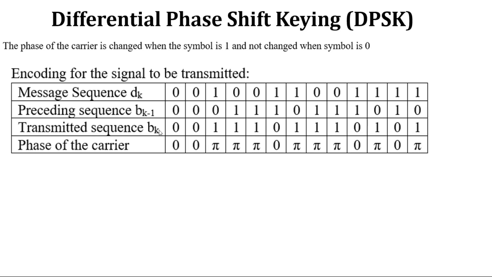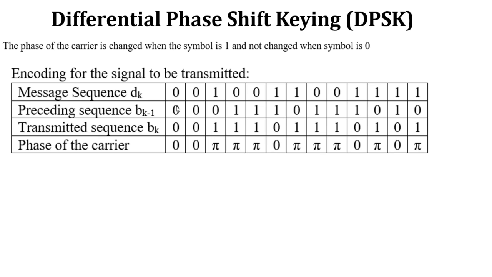Now what is the logic? The two sequences are compared: the previously transmitted sequence BK-1 and the applied sequence. Now what will be the previously transmitted sequence? It is the sequence one bit later, so we will delay the sequence by 1 bit.